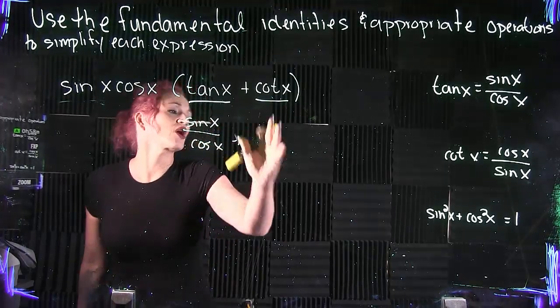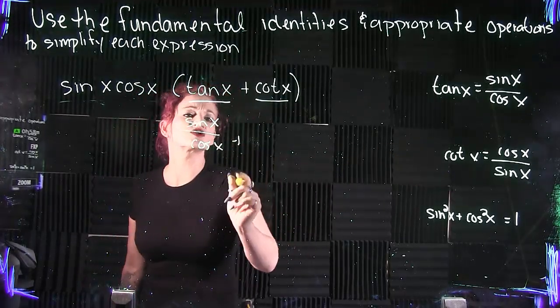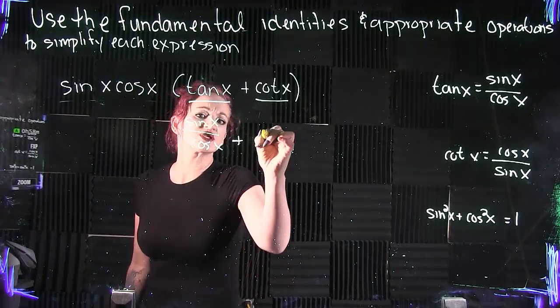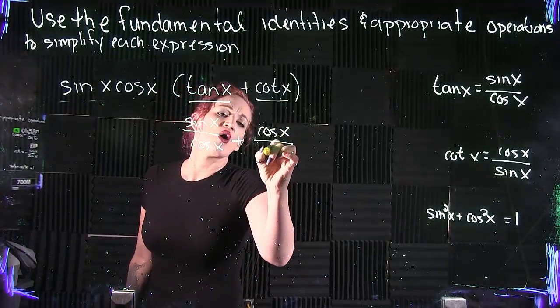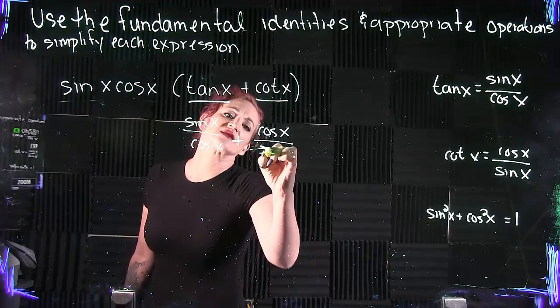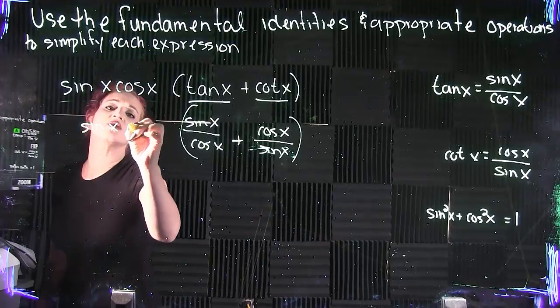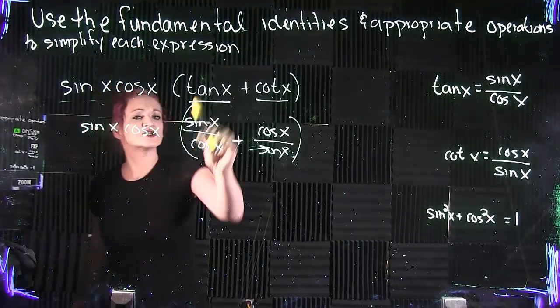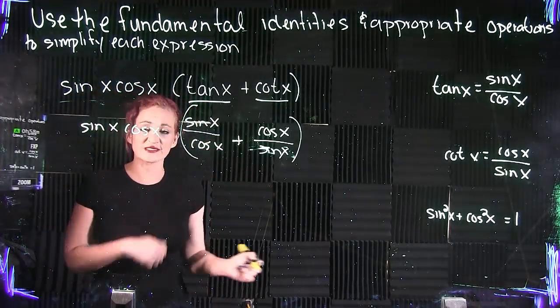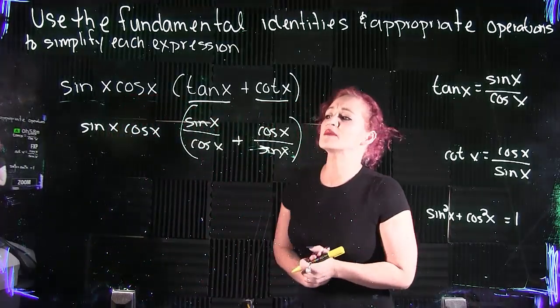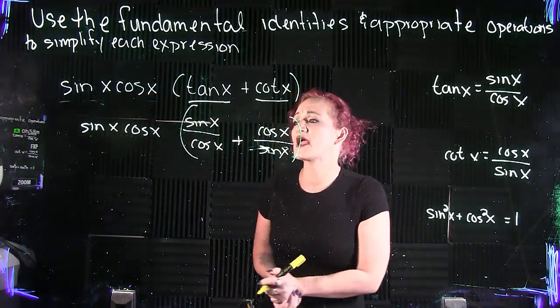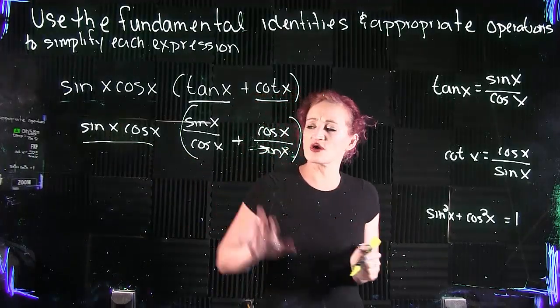And then cotangent is just the inverse of that. Cotangent is equal to cosine x over sine x. So I'm going to go ahead and do those substitutions in there in order to get rid of our tangent and cotangent, change those to sines and cosines. The next thing I'm going to do after this is actually multiply this out. I have the sine x cosine x over here.